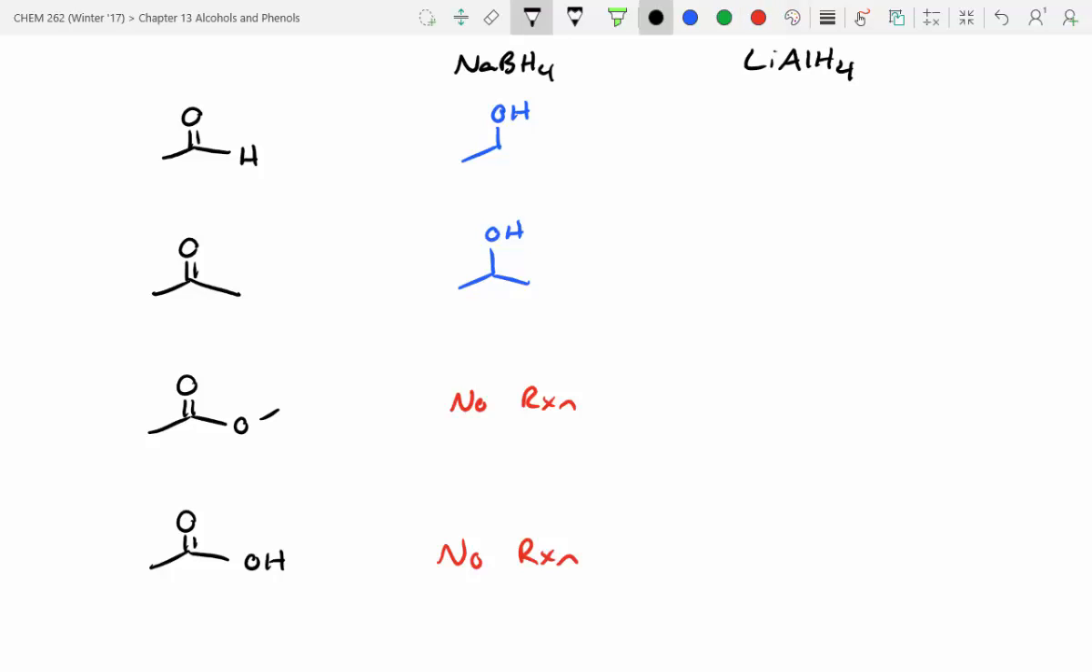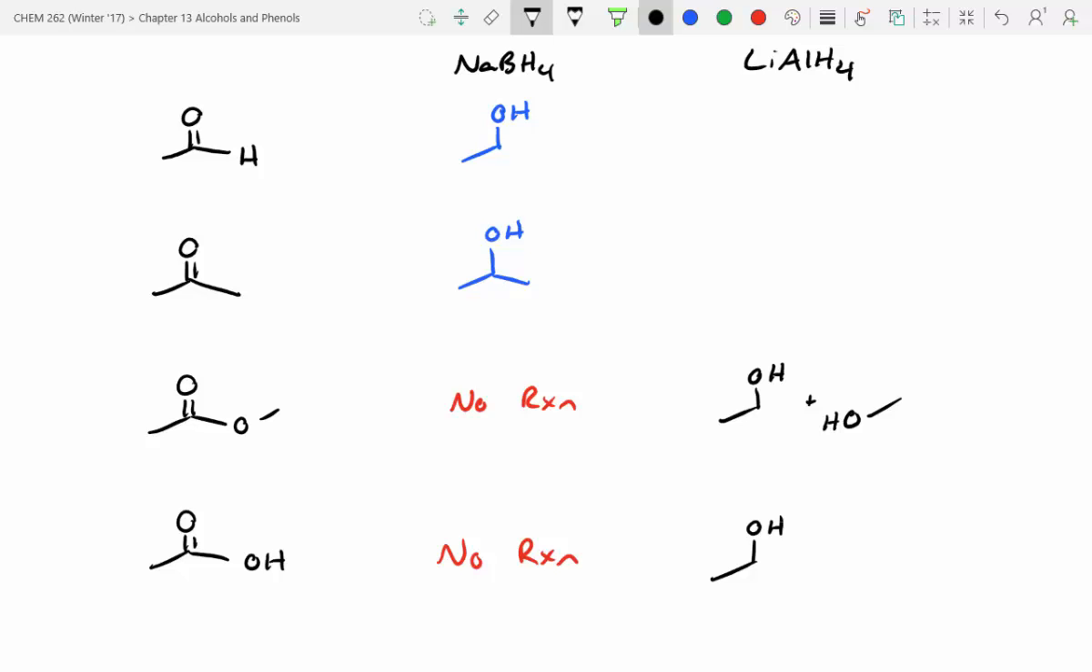And then we said lithium aluminum hydride will work with reducing our ester into two different alcohols. And then with carboxylic acids, we'll actually cover this mechanism a little later. You can also use that to create a primary alcohol from a carboxylic acid.